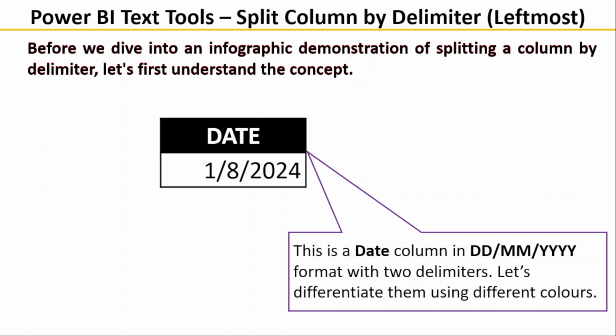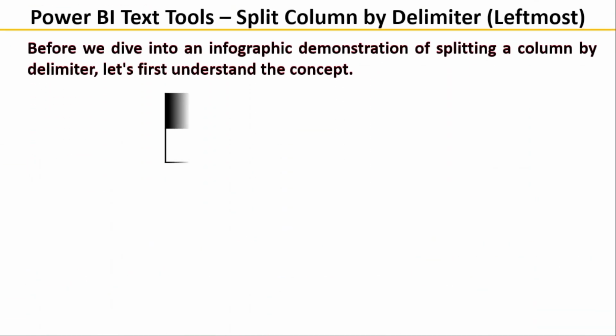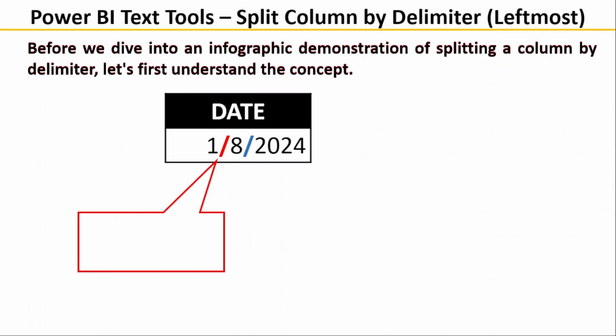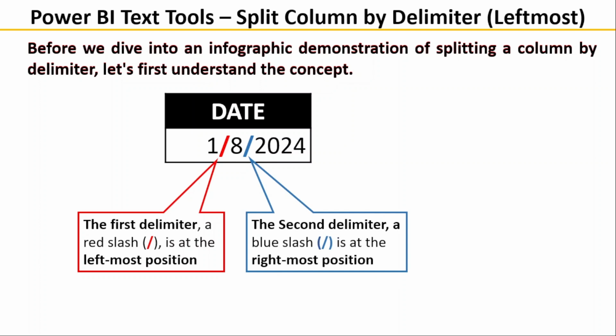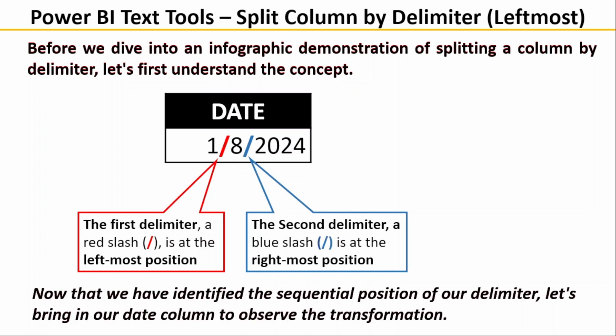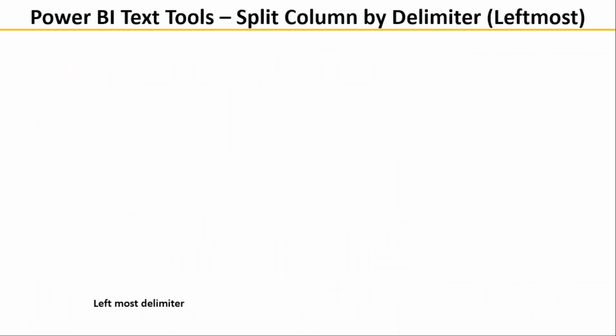Let's differentiate them using different colors. For the first delimiter, a red slash is at the leftmost position, while the second delimiter, a blue slash, is at the rightmost position. Now that we have identified the sequential position of our delimiter, let's bring in our date column to observe this transformation.